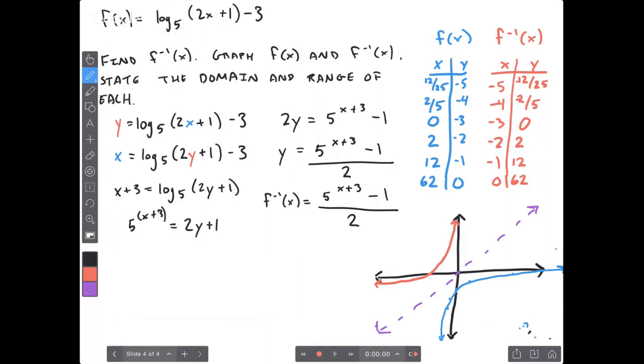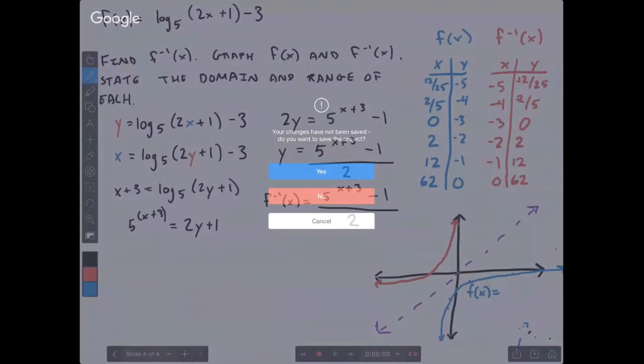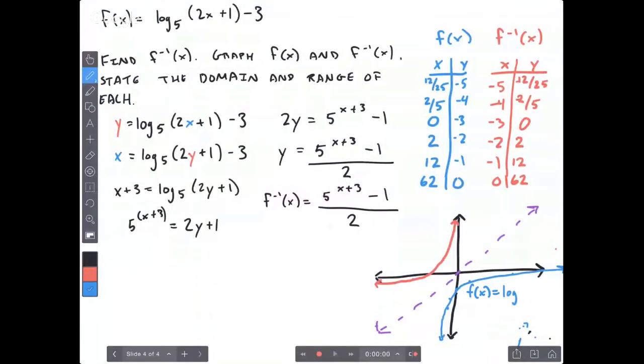Here is f of x, a logarithmic function. Log base 5 of 2x plus 1 minus 3. And over here, f inverse equal to 5 to the x plus 3 minus 1 over 2.